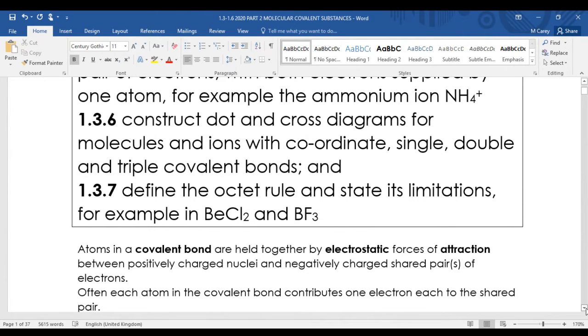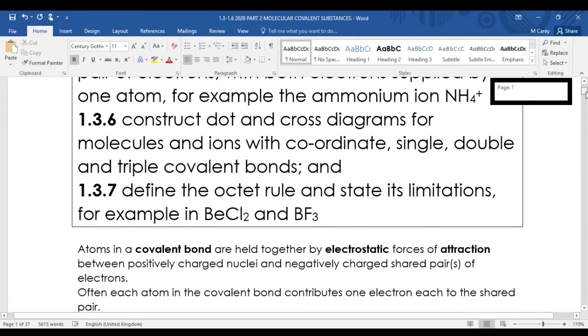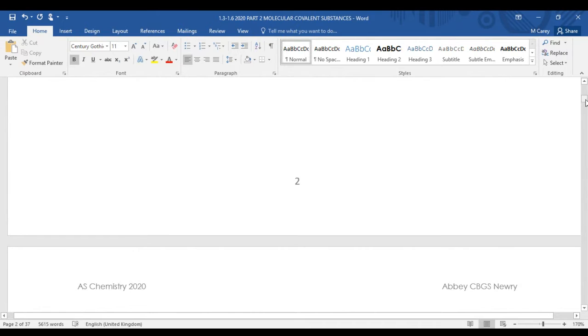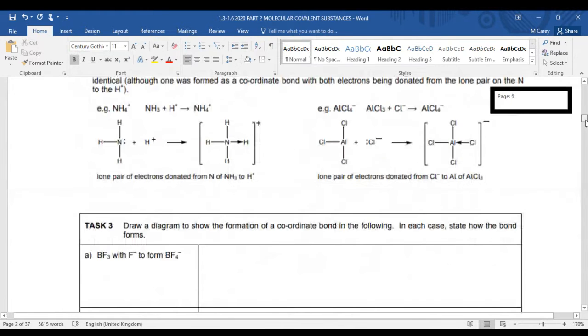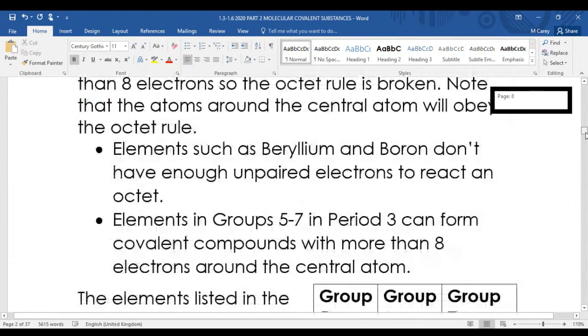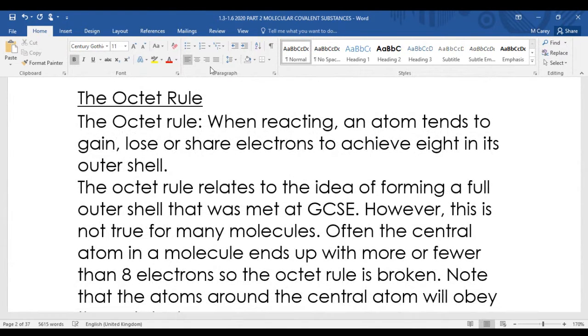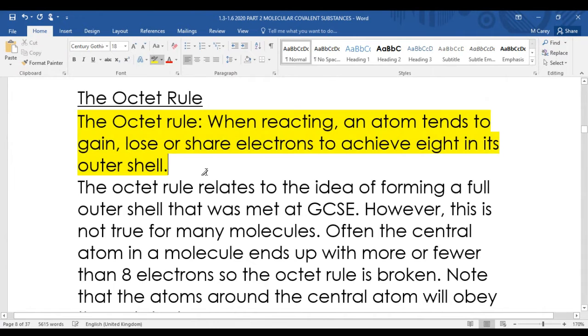And today we're going to do the Octet Rule and state its limitations, for example BeCl2 and BF3. If you turn to page 8 of your notes, you'll see the Octet Rule there. So the Octet Rule, what is it? You need to learn this. Now this will be familiar from GCSE. When reacting, an atom tends to gain, use, or share electrons to achieve 8 in its outer shell.